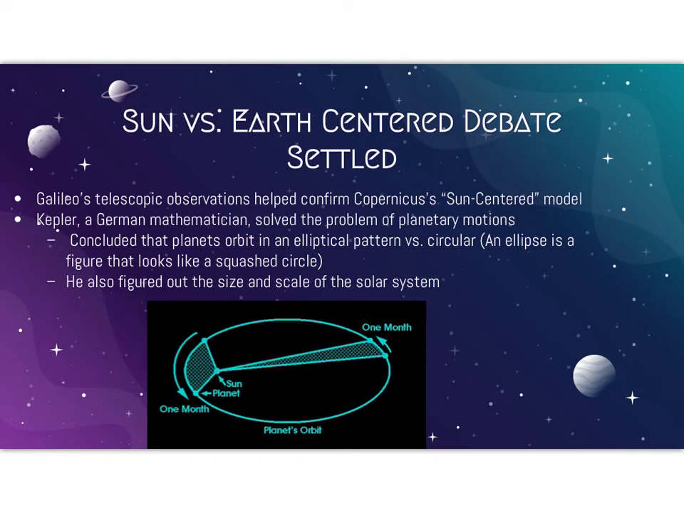So Galileo's telescopic observations helped to confirm the sun-centered model. Kepler, a German mathematician, solved the problem of planetary motions. He concluded that planets orbit in an elliptical pattern versus a perfectly circular one. Remember, an ellipse is like a squashed circle. He also figured out the size and the scale of the solar system, just on their measurements alone. So you're seeing here, the sun is at one end of the elliptical orbit. It is not perfectly centered.